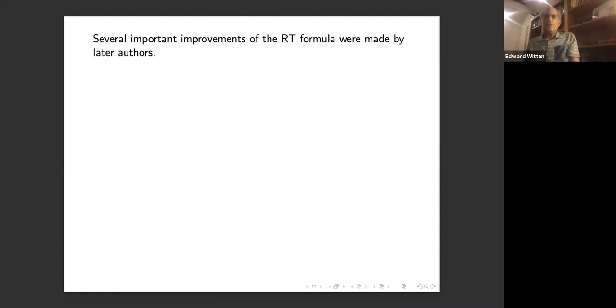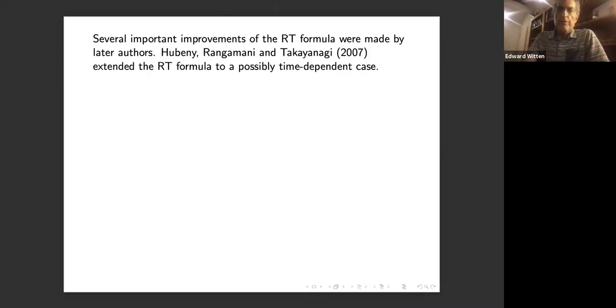So several important improvements of the RT formula were made by later authors. Ubani, Rangamani, and Takanagi extended the RT formula to a possibly time-dependent case. Ryu and Takanagi had assumed time independence, and therefore they had worked at a slice at fixed time, and all their discussion was in a spatial manifold at fixed time. And in a spatial manifold, it makes sense to minimize length or area.